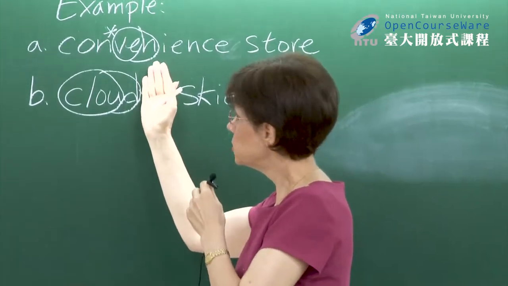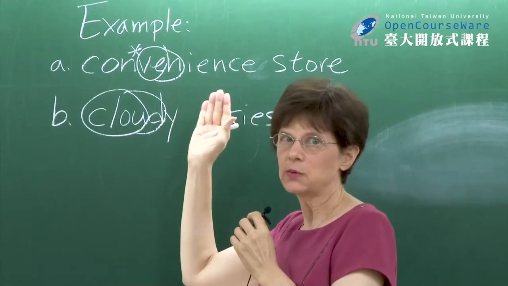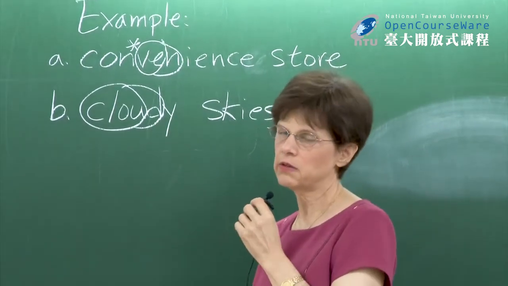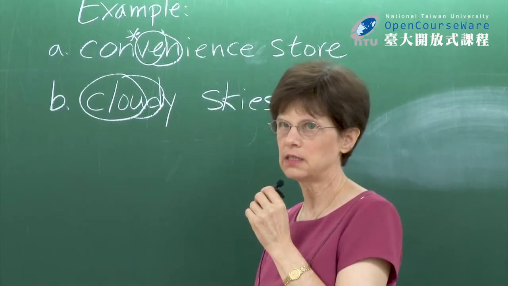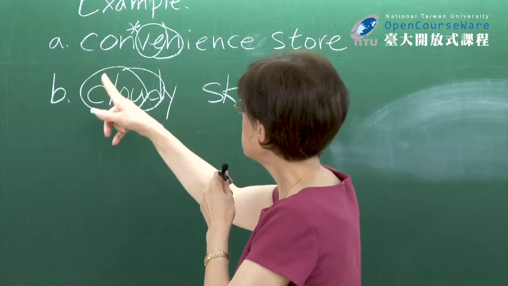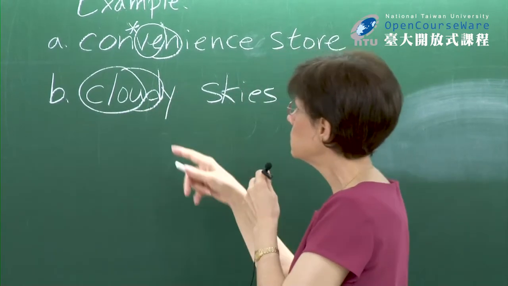But morphologically, the root goes up to the D. That's what the dictionary will give you. So both of these are fine. And in theory, you can also say it the other way, but it's kind of weird. Cloudy is more normal. All right, cloudy, circle C-L-O-U or C-L-O-U-D.